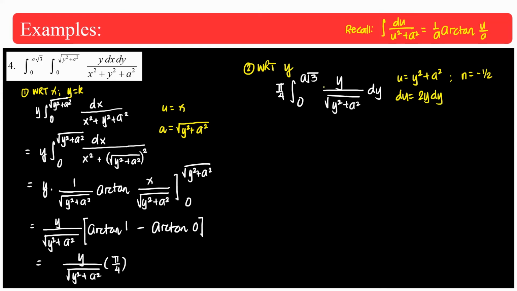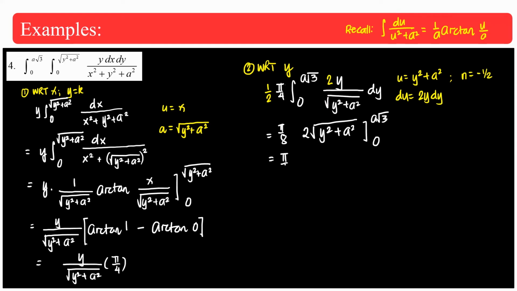So all the parts can be completed just by adding a 2 in front, and then I need to bring out 1/2 outside. So let's integrate. This one is just pi over 8. So this is power rule: u to the n plus 1 all over n plus 1. So y squared plus a squared raised to 1/2 all over 1/2. So that's simply 2 square root of y squared plus a squared, coming from 0 to a square root of 3. So again, the question is, where are you going to plug in the a square root of 3 and the 0 to letter y?